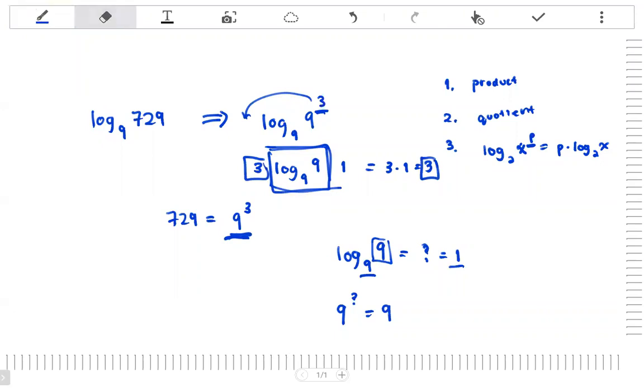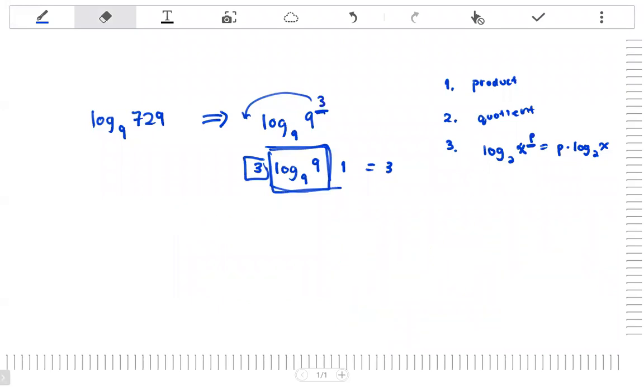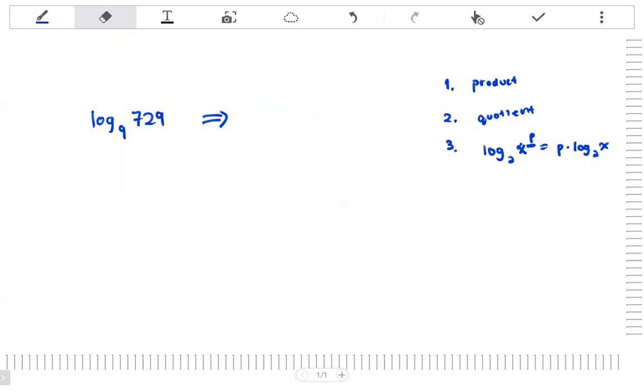Still confused, or makes sense now? Makes a little bit more sense, I guess. Okay, let's do this problem.